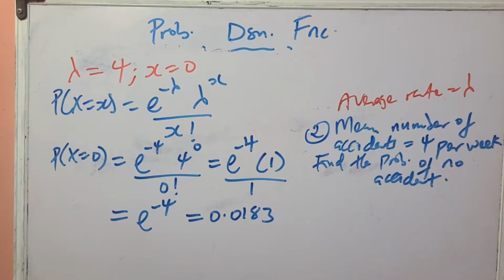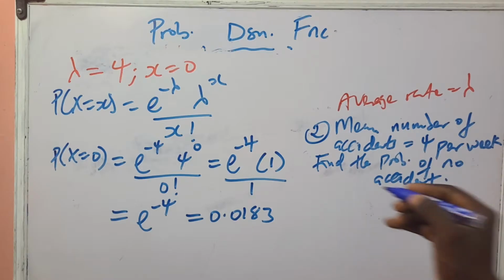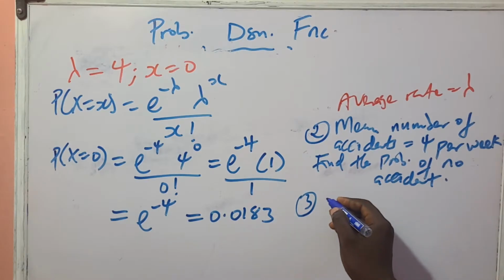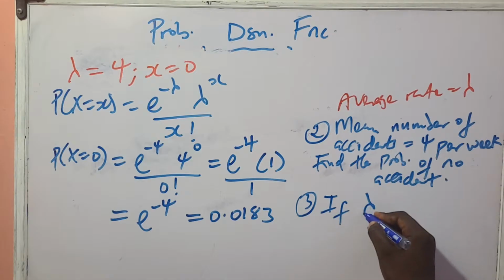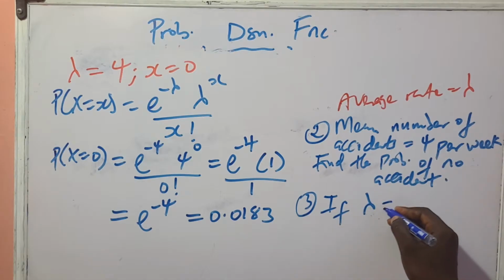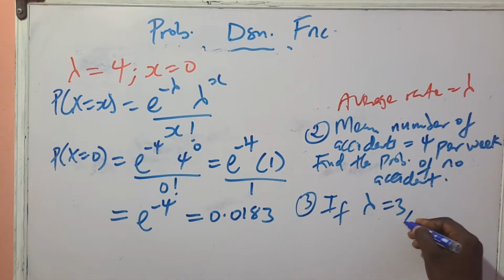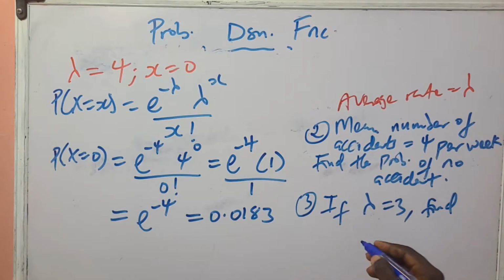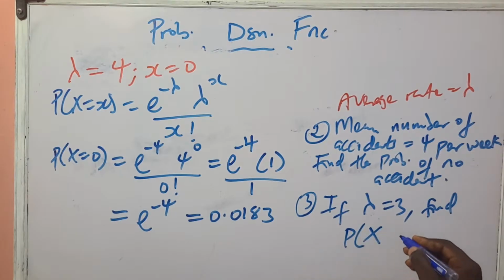So let me give you another one. This one, of course, we're going to increase the technicality in this case. Still very simple, but again, I don't even see any technicality in what I want to write. But all right, let's see it. If you are told now, if lambda equals 3, you are told to find the probability that x is less than or equal to 2.